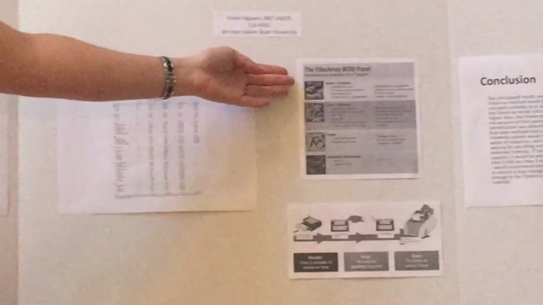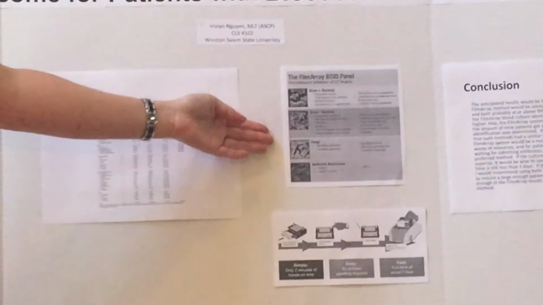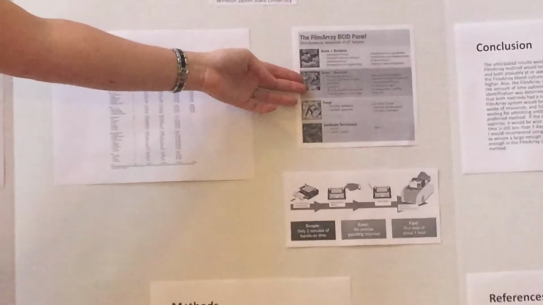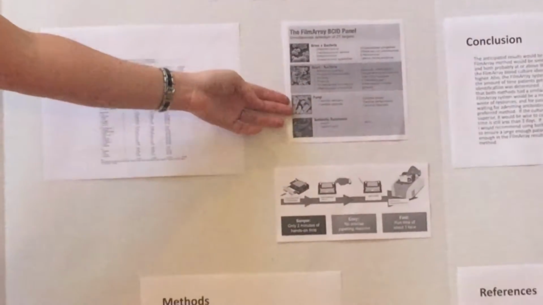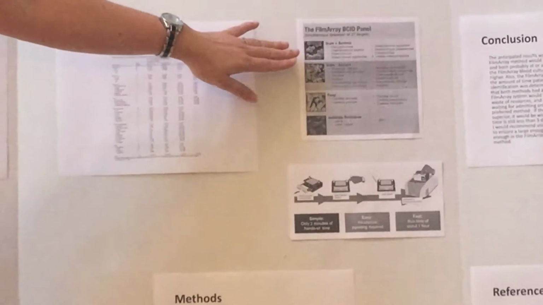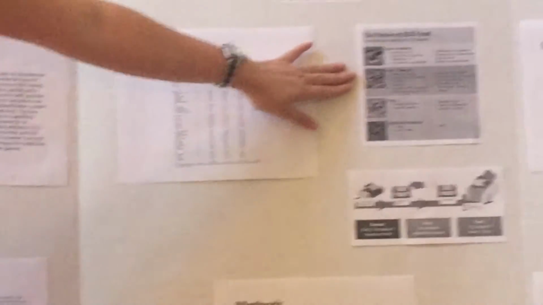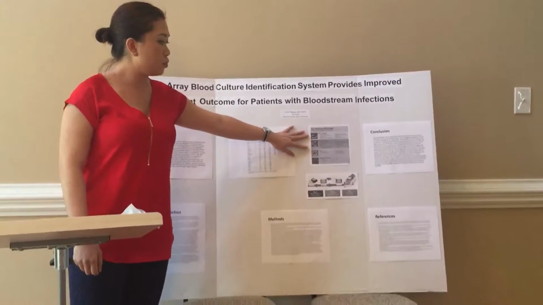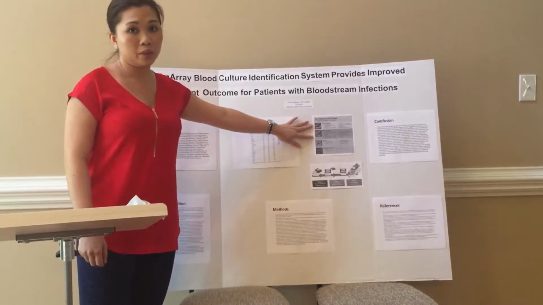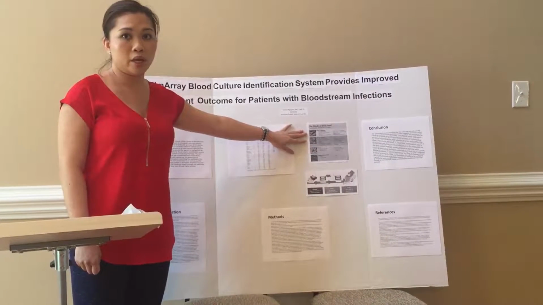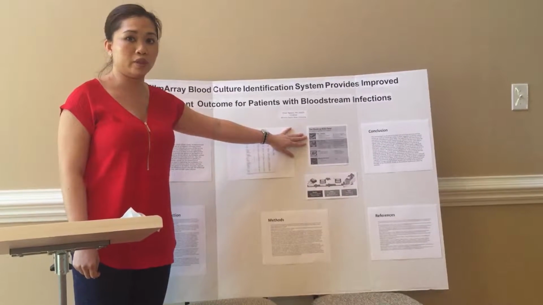This shows the blood culture ID panel that it can perform. It can ID Gram positive, Gram negative, fungus, and antibiotic resistance. Right now, the bacteria it IDs are just the most common ones. I believe in the near future, they will extend the panel even more.